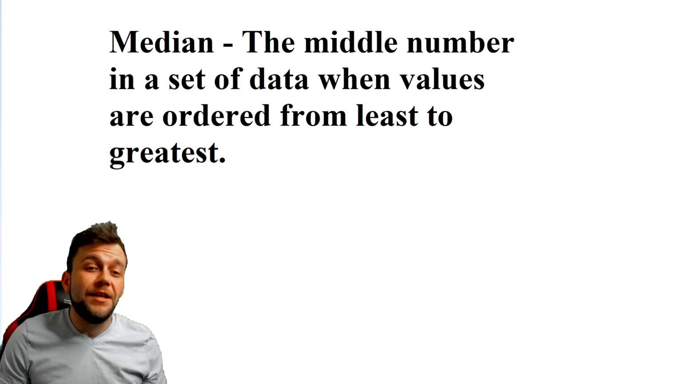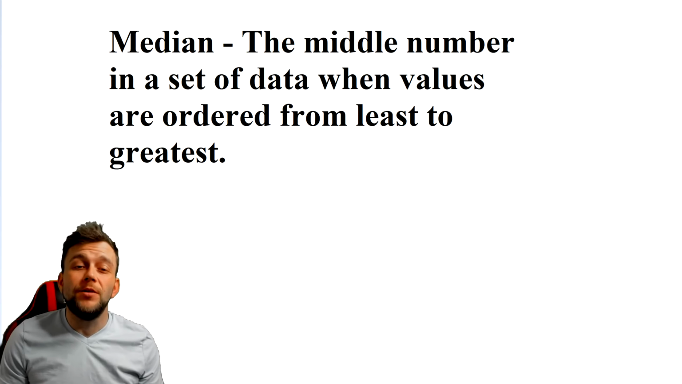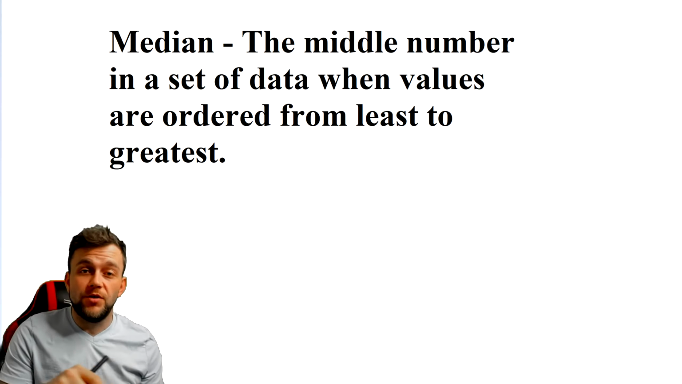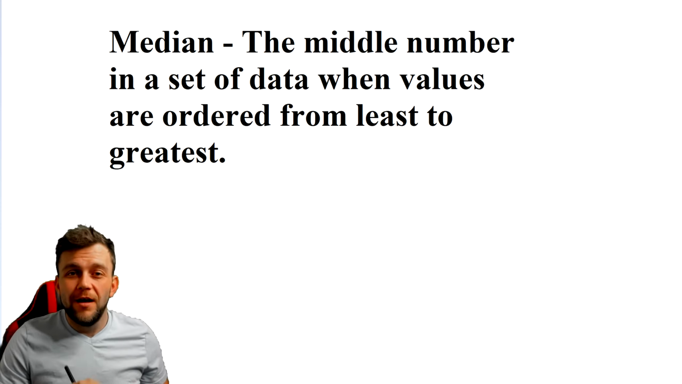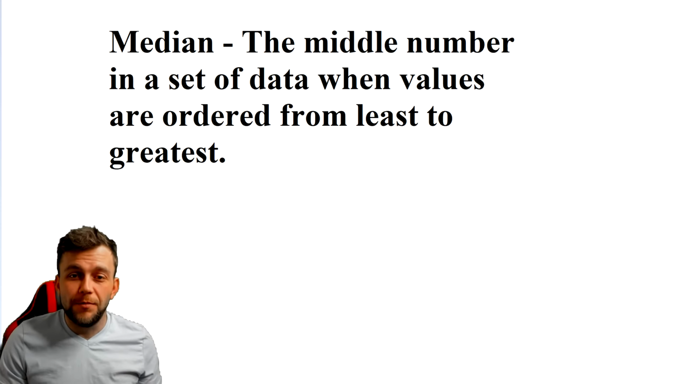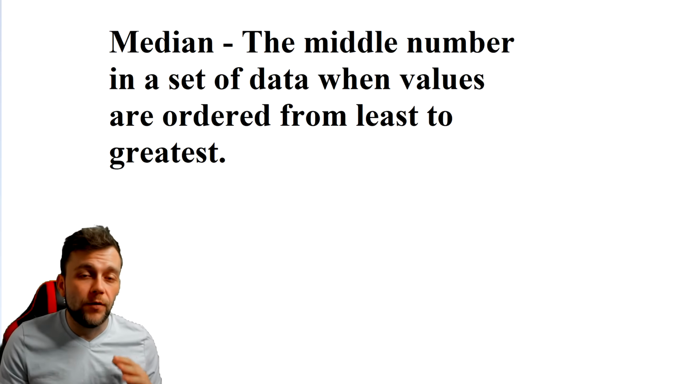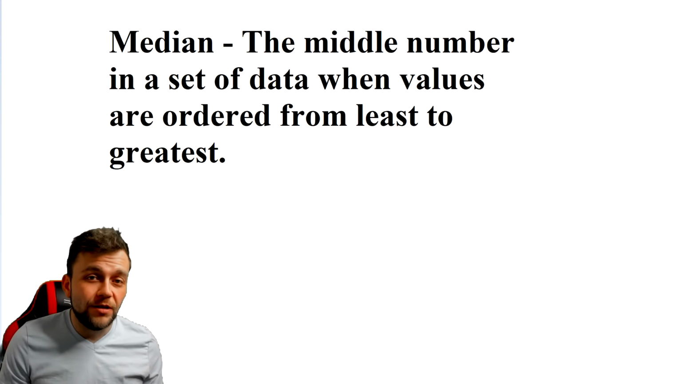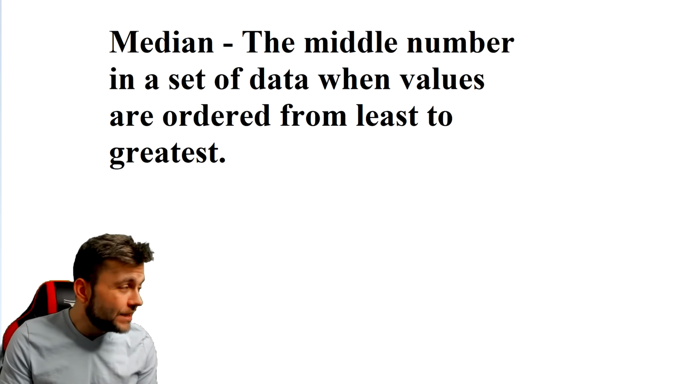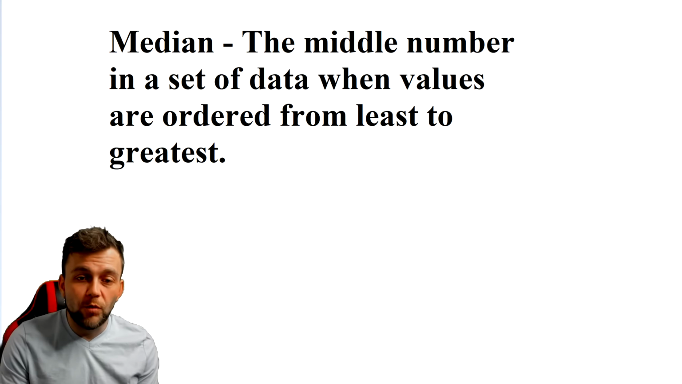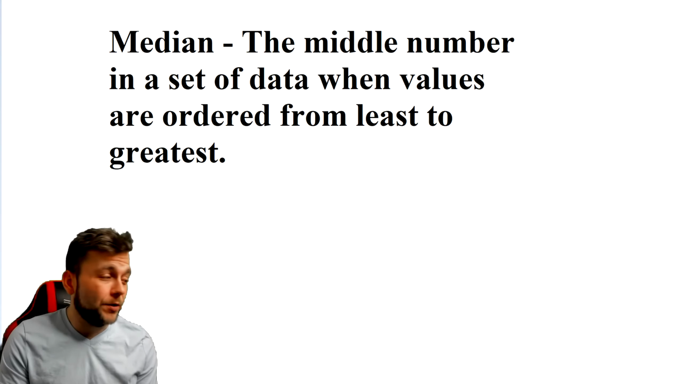So, let's get started with our first definition of what a median is. To define median, it is the middle number in a set of data when values are ordered from least to greatest. Okay, a lot of fancy math words there, but basically you have a group of numbers. You want to put them in order from the smallest to the largest, and whatever number is in the middle, that is your median. So let's just do a nice easy example to get the understanding down, and then we'll move on from there with some more difficult examples.